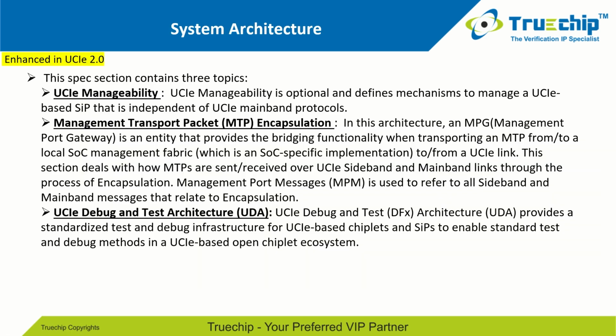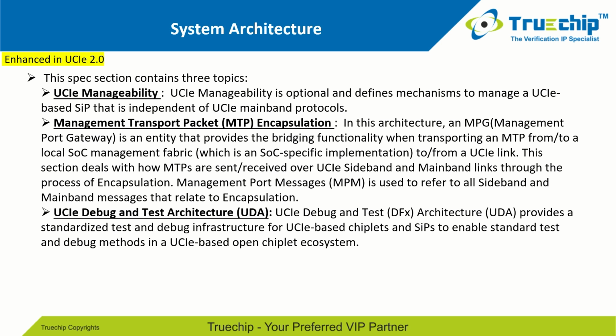So let's have a look at the system architecture, which is an enhancement in UCIe 2.0. While creating an ecosystem with the help of UCIe between chiplets, UCIe supports a complete system architecture for multiple chiplet connectivity. For that we have 3 points here. The first one is UCIe manageability. It is an optional mechanism that defines how to manage a UCIe based system in package, independent of UCIe mainband protocols.